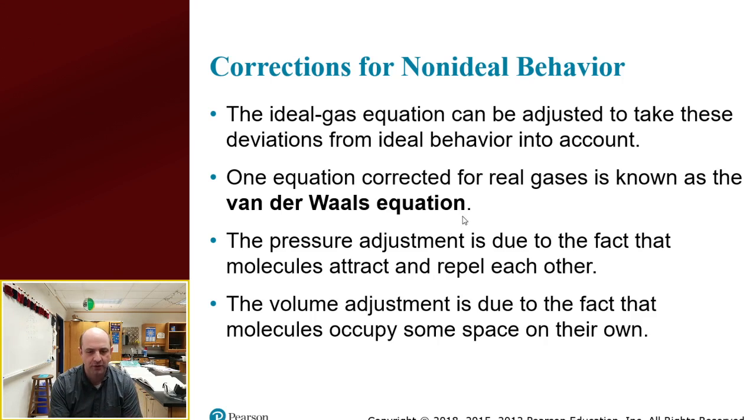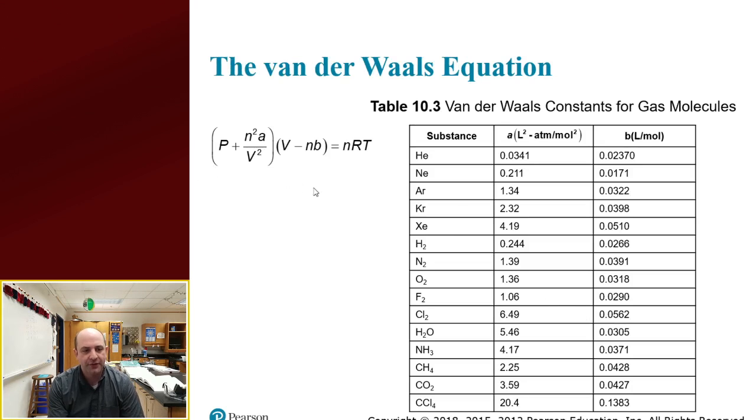We call it the van der Waals equation, where we adjust the pressure because molecules do attract and repel each other. We're going to adjust for volume because molecules take up space on their own. So it's still going to sort of look like the ideal gas law. We're going to make some corrections to it, and it's this one. The good news is you don't have to memorize this one. If they put it on the test, they will give you this equation.